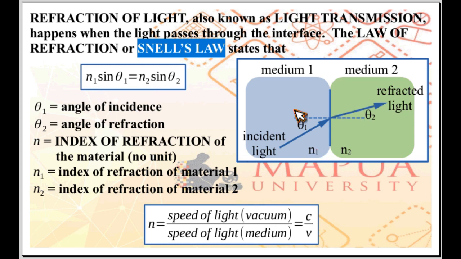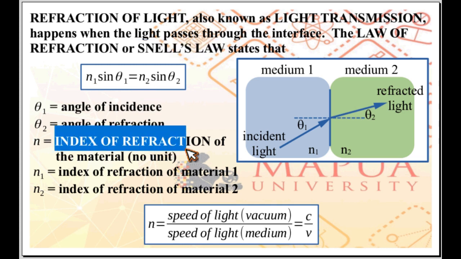n1 is a property of medium 1, n2 a property of medium 2. n, whether n1 or n2, is referred to as the index of refraction of the material. So n1, index of refraction of material 1 or medium 1. n2, index of refraction of material 2 or medium 2. And the index of refraction has no unit.